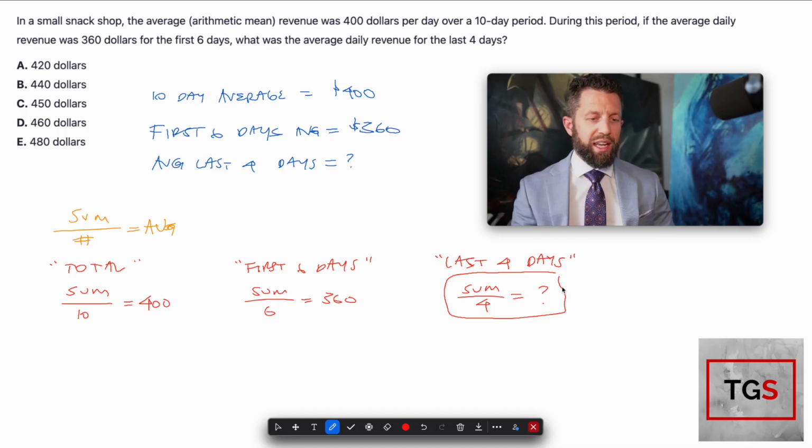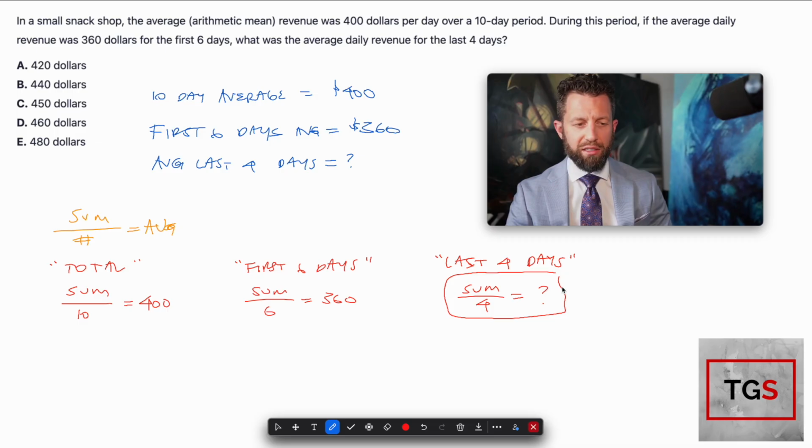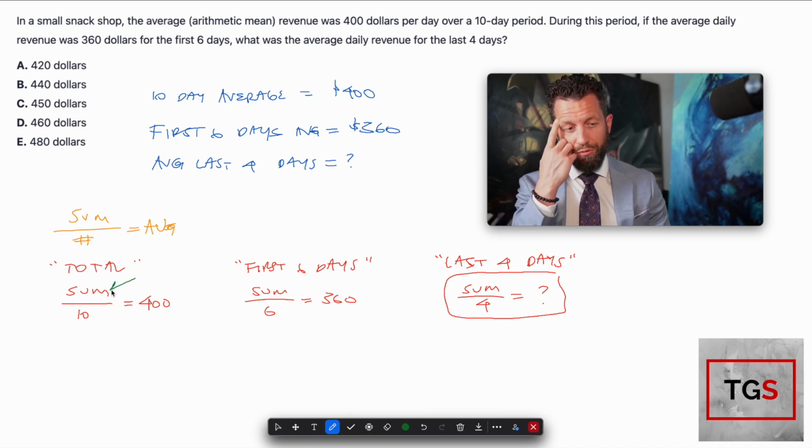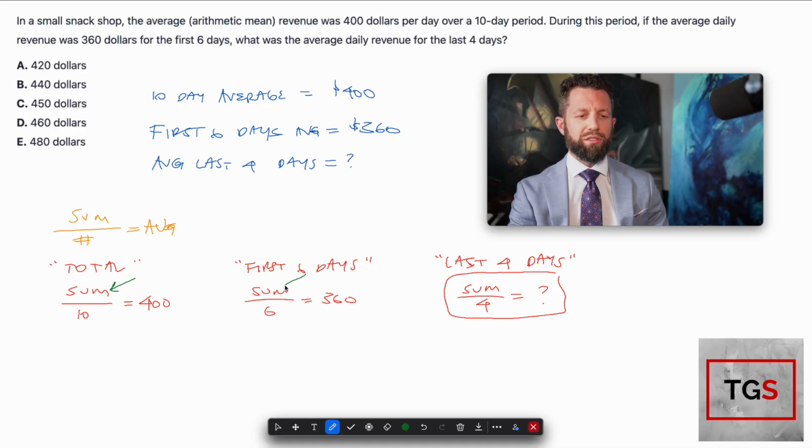So at this point, once I have all that mapped down in front of me, I can step back a bit and see what the best move is likely to be. I can see that I can solve for the sum of all 10 days, and I can also see that I can solve for the sum of the first 6 days. It looks like if I can get those two values, I can then figure out what the sum is for the last 4 days and figure out the average of the last 4 days from there. So let's go ahead and see if that works.